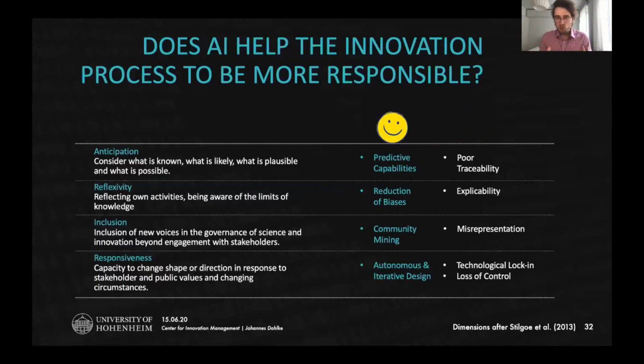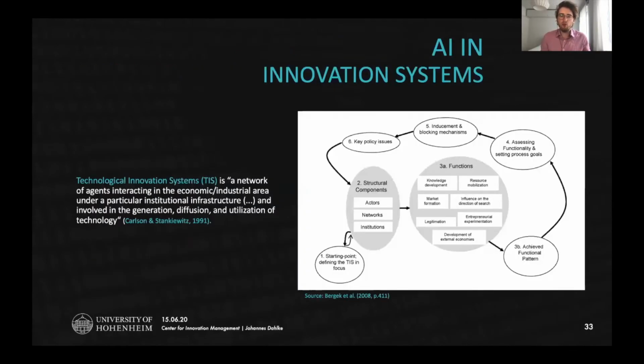So this was looking at AI on the innovation process and the influence of AI on the micro level, the firm level. And I promised you to take a step back and have a look at the influence of AI on innovation systems. And now first, let's take a brief look again at the definition of technological innovation systems that are defined as networks of agents interacting in the economic industrial area under a particular institutional infrastructure and involved in the generation, diffusion, and utilization of a technology.